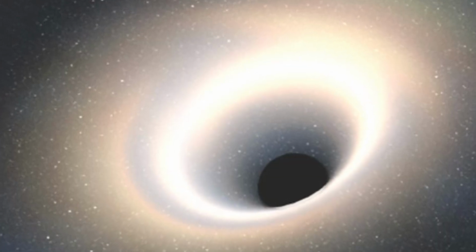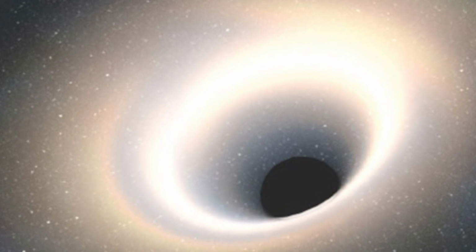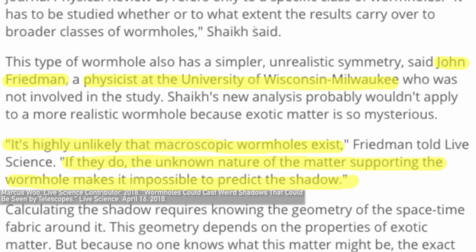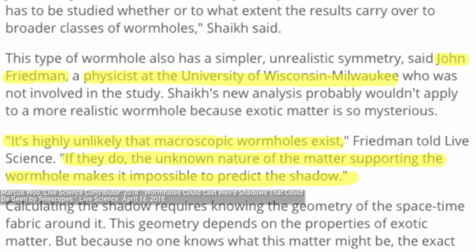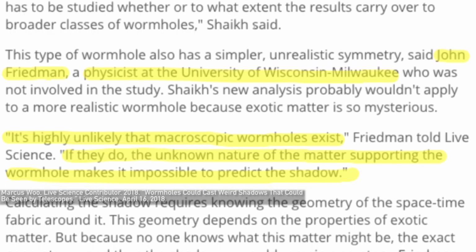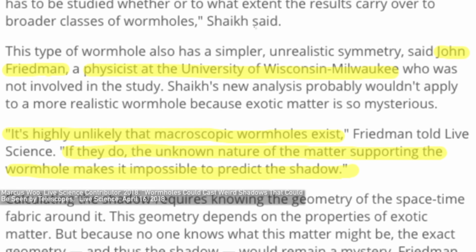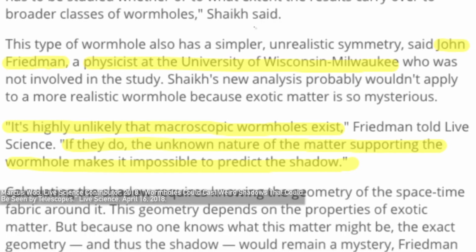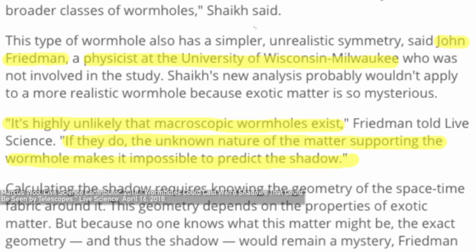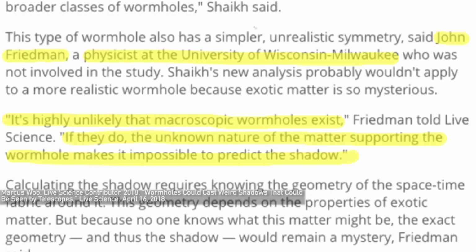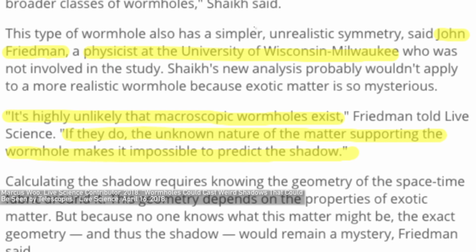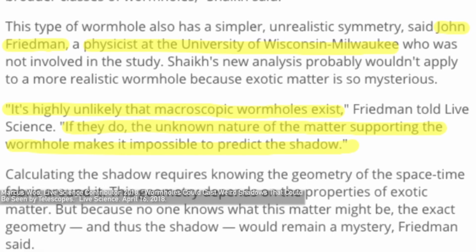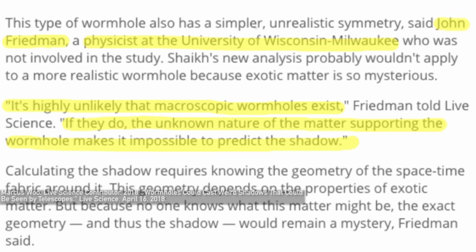It may be that regular wormholes are quite rare too, especially ones that are large enough for us to see. John Friedman is a physicist at the University of Wisconsin-Milwaukee, and in reviewing the wormhole shadow paper, he stated his belief that wormholes won't be discovered by viewing their shadows, having been quoted as saying, "It's highly unlikely that macroscopic wormholes exist. If they do, the unknown nature of the matter supporting the wormhole makes it impossible to predict the shadow."